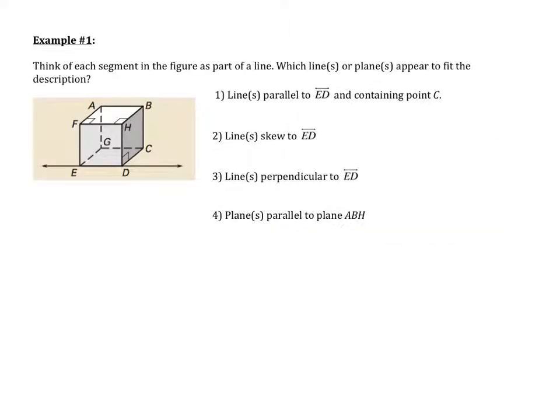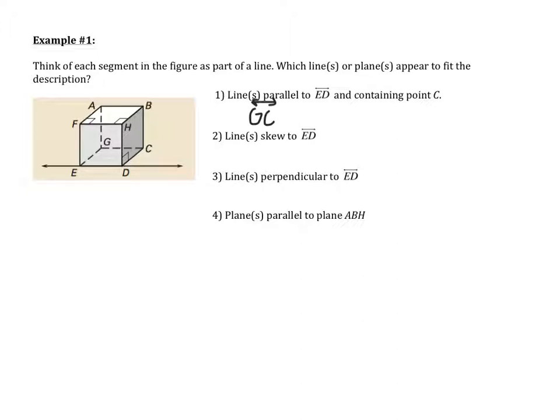Example 1, think of each segment in the figure as part of a line. Which lines or planes appear to fit the description? Part 1, line or lines parallel to line ED and containing point C. So looking at our diagram, we need a line that is parallel to line ED and contains point C back here. Remember, if I'm finding a line that's parallel, it needs to be in the same plane. So the only line containing point C that is parallel to line ED would be line GC. And remember from chapter 1, if I'm naming a line, I need to use a line symbol or the word line. I also name a line with just 2 points.